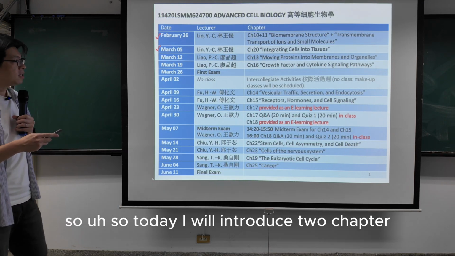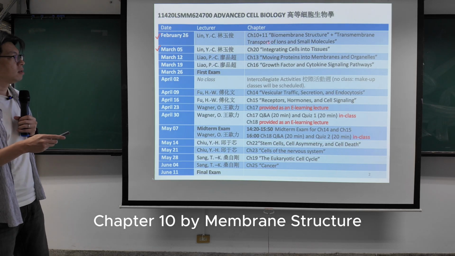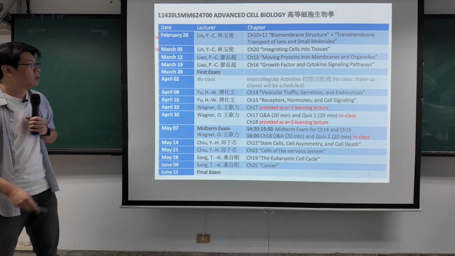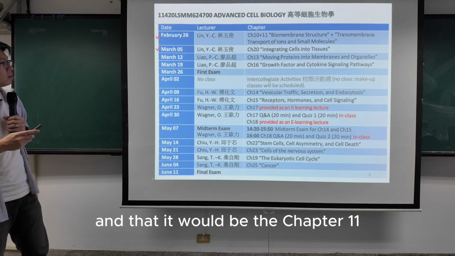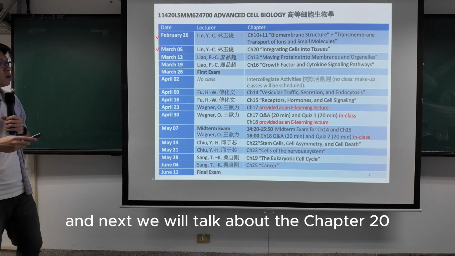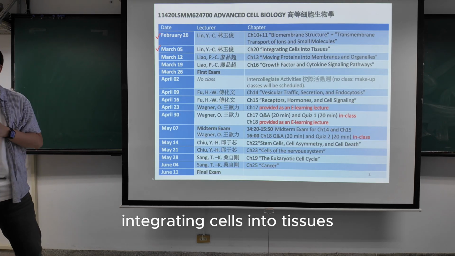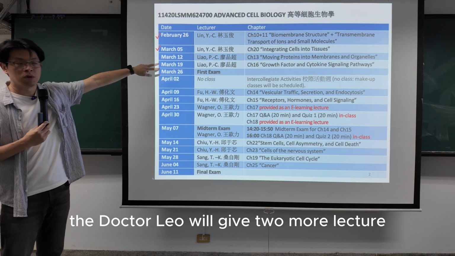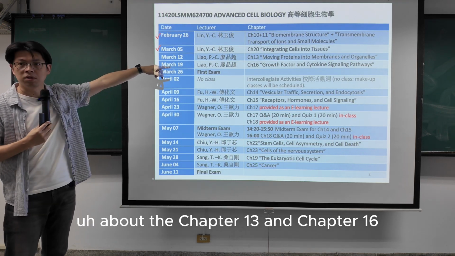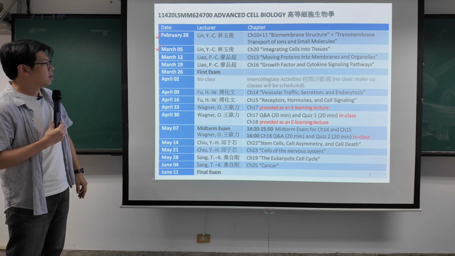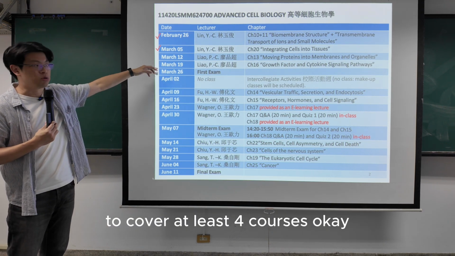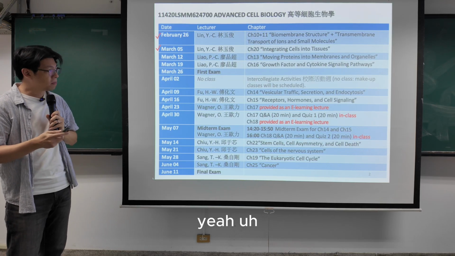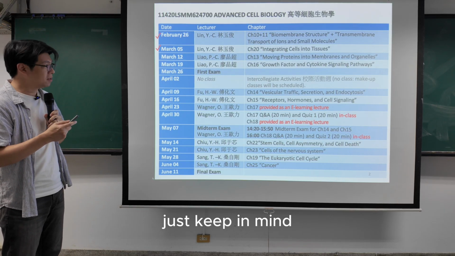Today I will introduce two chapters, Chapter 10, Biomembrane Structure and the Transmembrane Transport of Ion and Small Molecules, and Chapter 11. Next we will talk about Chapter 20, Integrating Cells into Tissues. After my part, Dr. Liao will give two more lectures about Chapter 13 and Chapter 16. It will come with the first exam to cover these four courses, okay? Just keep in mind.